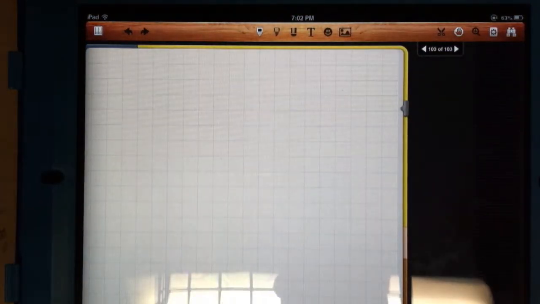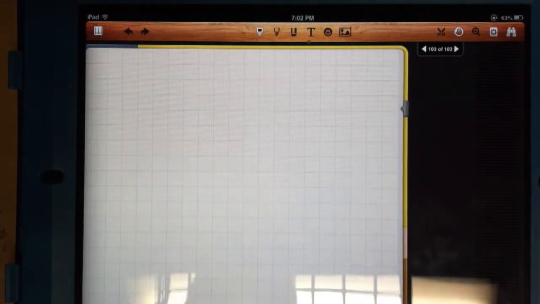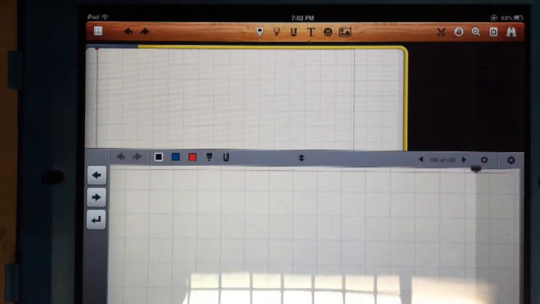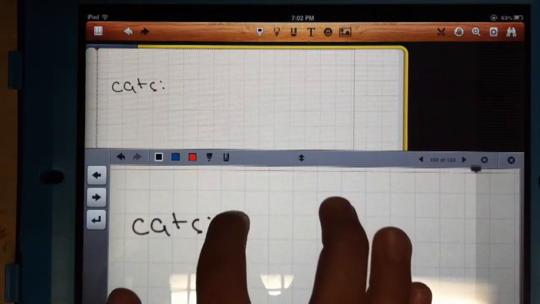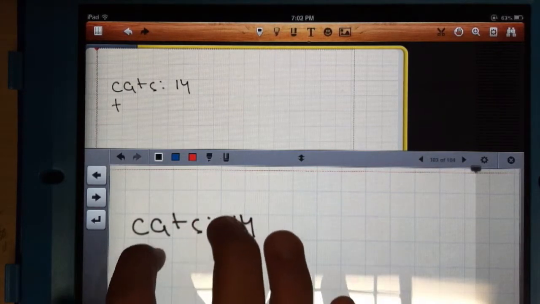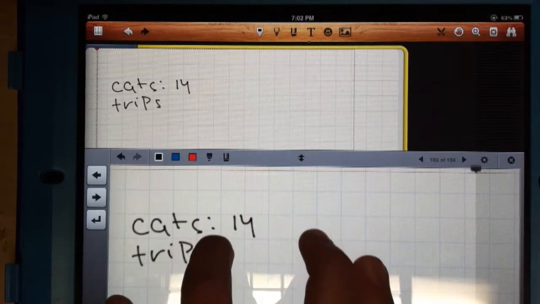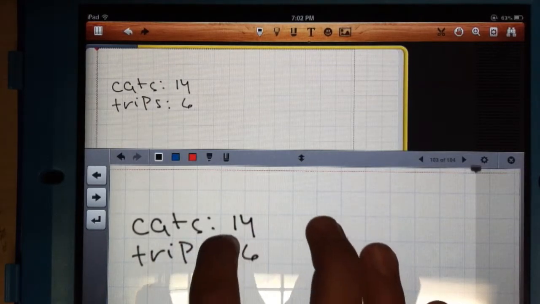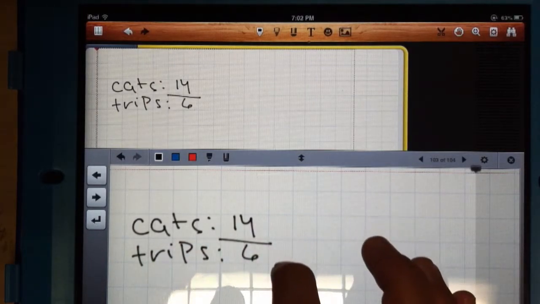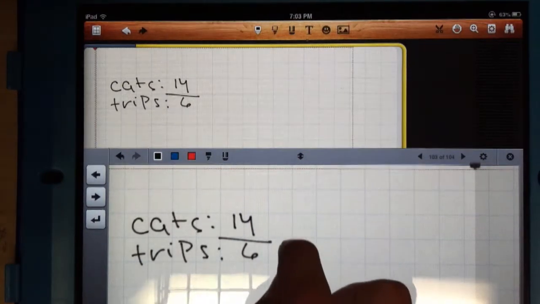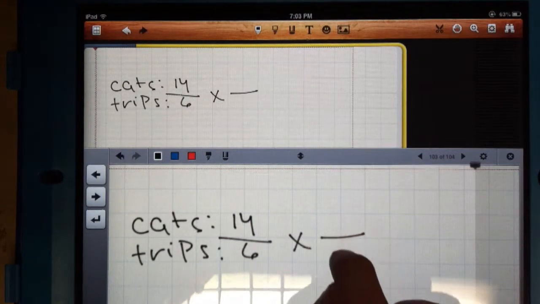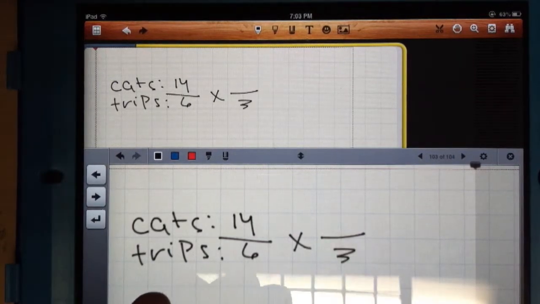So I have the riddle that the cat burglar left, and it says, I took 14 cats in 6 trips. How many more cats will I take in 3 trips? So let's write out what we know. We know he took 14 cats. And he took 6 trips. So here we could already make our fraction, which is 14 over 6. And he tells us that he's going to make 3 more trips. So let's make our multiplication symbol, and we'll add in the fraction bar with the 3.